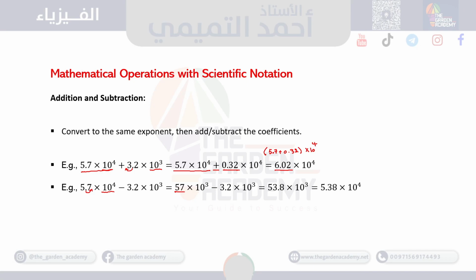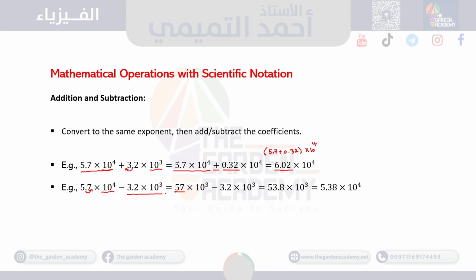So if the decimal point moves to the right, then we subtract a number. It could be 1, 2, or 3, depending on how many digits I have moved to the right. So if I move to the right, I subtract from the exponent; if I move to the left, I add to the exponent. Since the decimal point moved to the right, I will subtract from the exponent. What will I have? Of course 57 times 10 to the power 3.